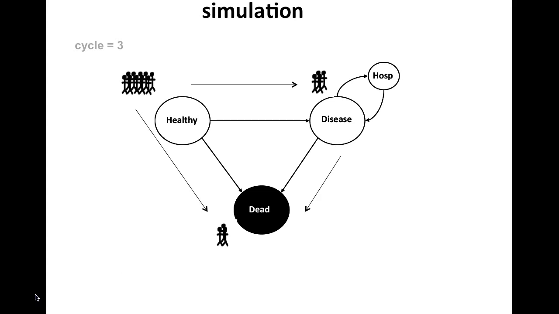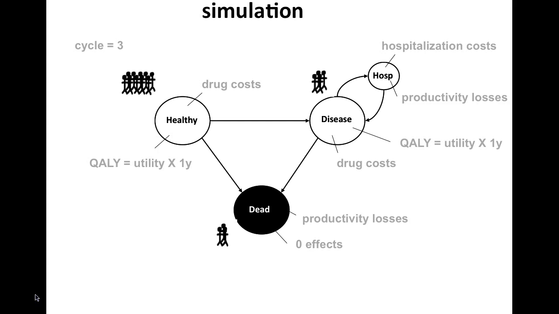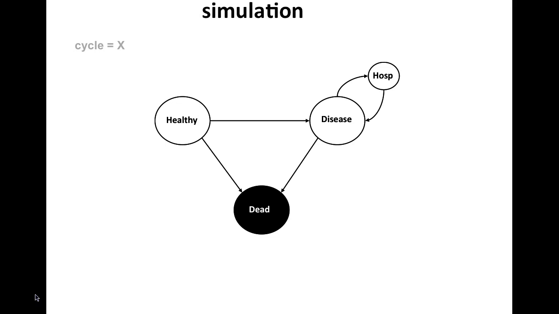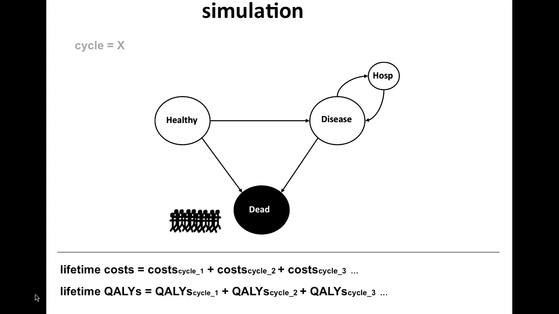The model leaps a year forward again to cycle 3, and new transitions have occurred. Even more individuals have developed the disease, and some of those have died as well. Again, all costs and effects that occur in the different states are summed up and registered. This process continues cycle by cycle until all individuals of the cohort are in the state dead. Now nothing more will happen and the simulation can stop. Finally, the total costs and effects from all cycles are summed up to give the lifetime costs and effects.